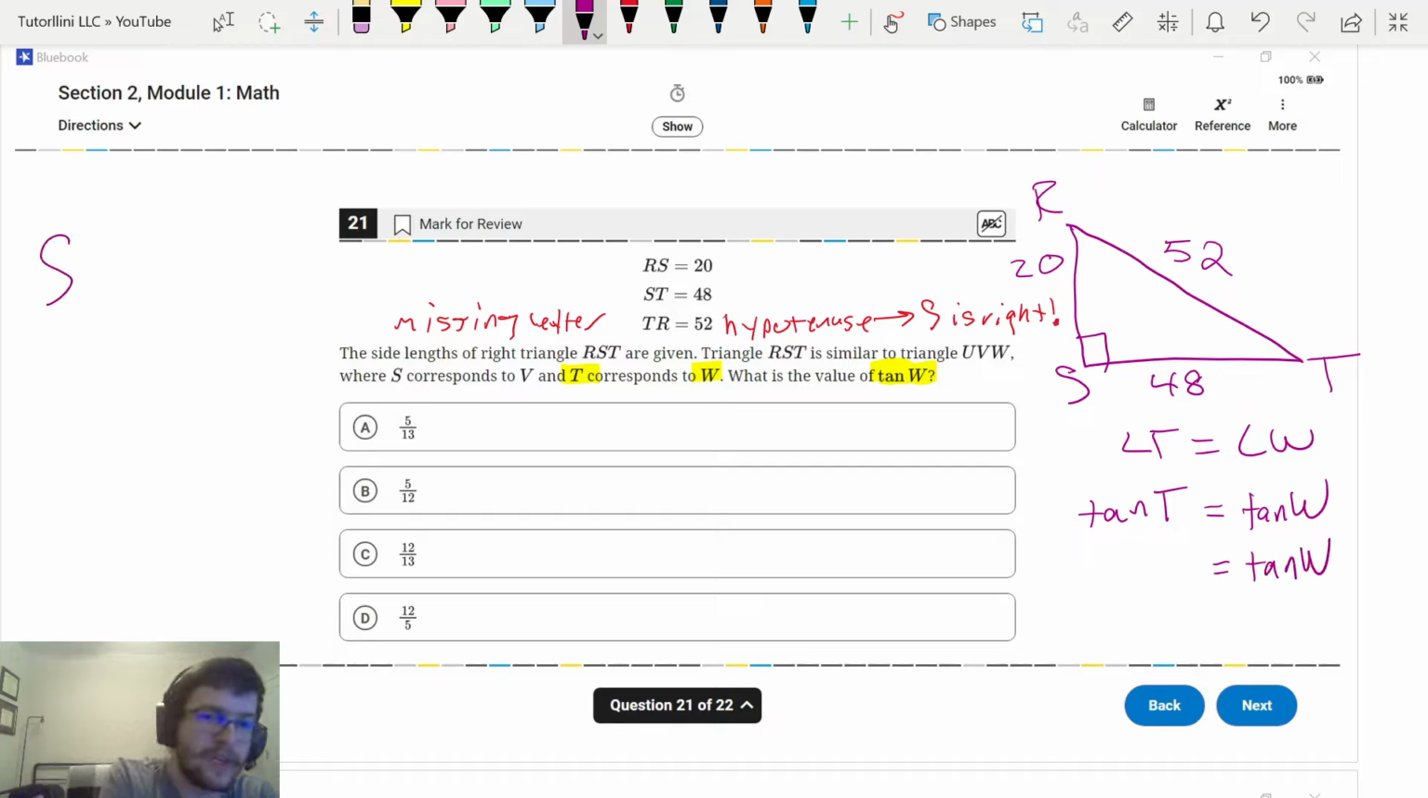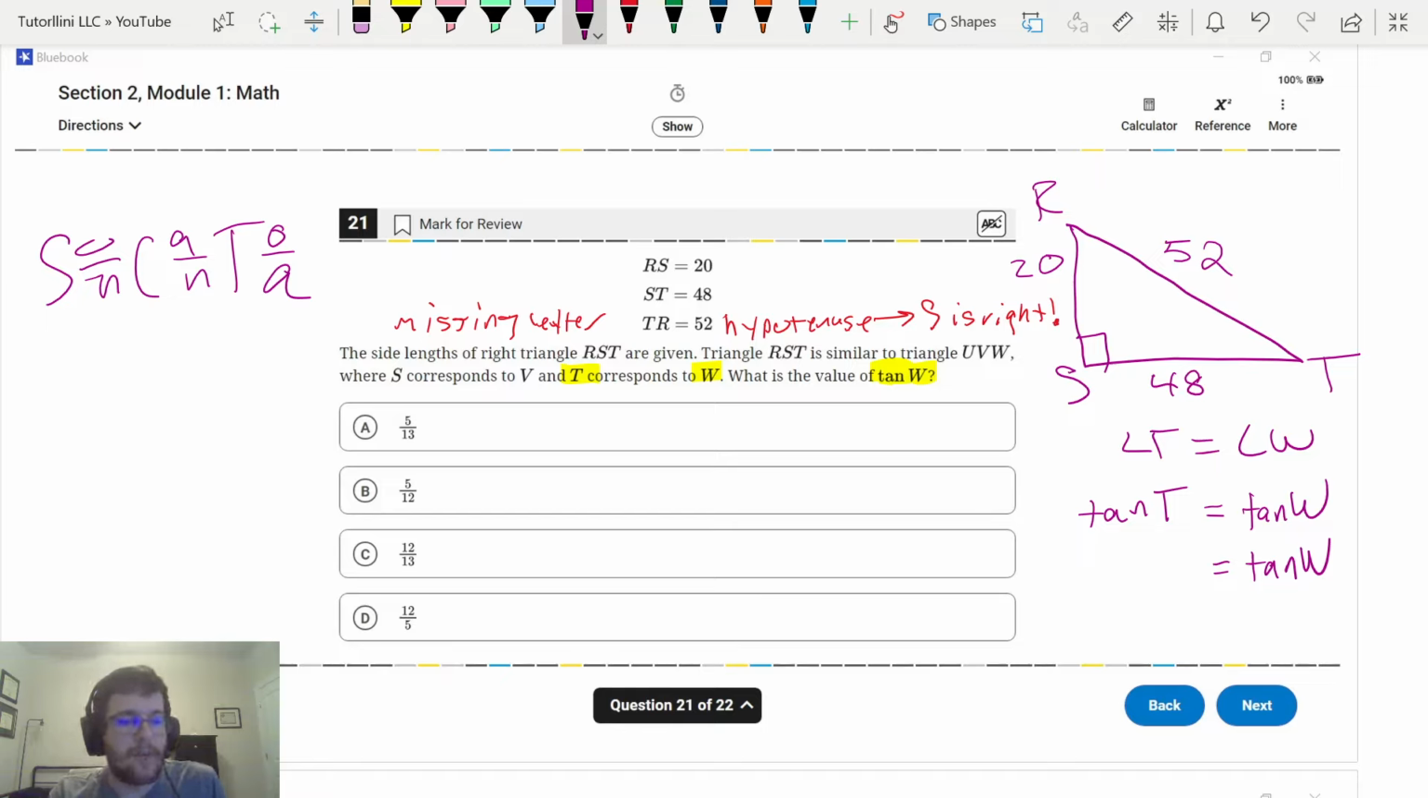And remember SOHCAHTOA: sine is opposite over hypotenuse, cosine is adjacent over hypotenuse, and tangent is opposite over adjacent. I would look that up, watch a YouTube video if you don't know how to label the opposite, adjacent, etc. So we're looking at angle T, right? Because we want tan of T. So opposite is the one across from the angle of interest. Hypotenuse is the one across from the right angle. And then adjacent is the last one.